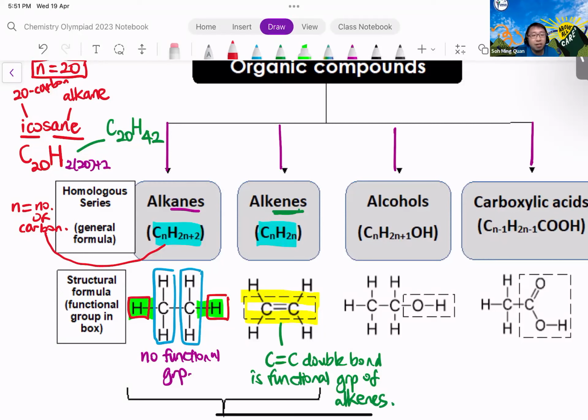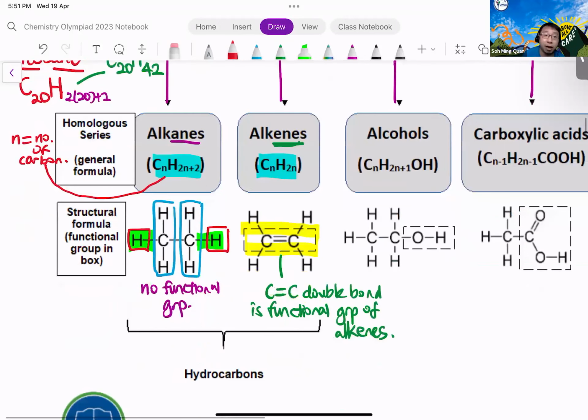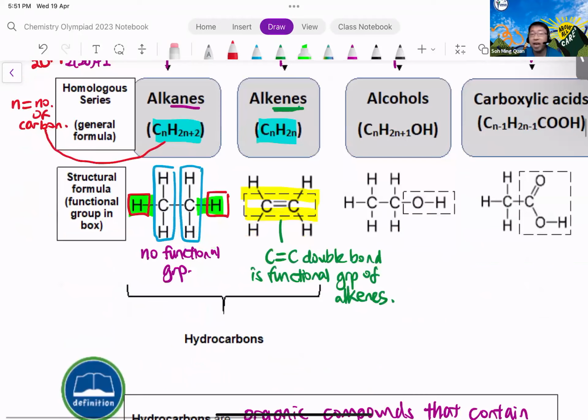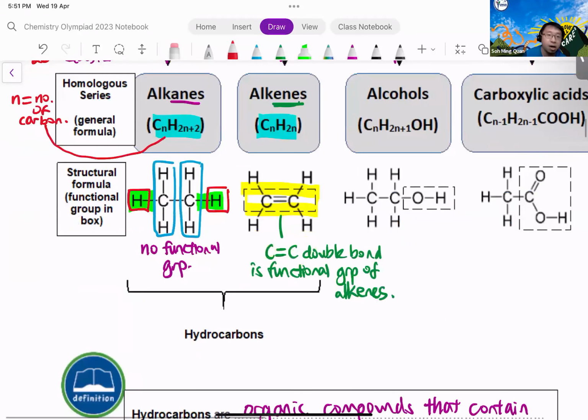So there's a difference between alkane and alkene. They have a different functional group, different general formula, different homologous series, meaning they will have different chemical properties. Alkenes will undergo different reactions from alkanes, not the same. Next, if you take a look at the first definition that we copied down just now, hydrocarbons: alkanes and alkenes are hydrocarbons because they only contain hydrogen and carbon.